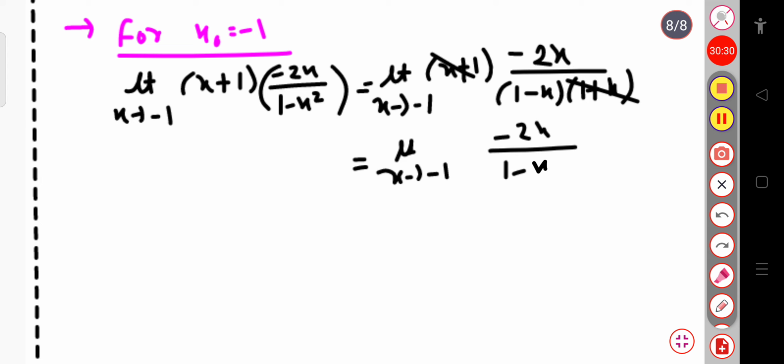If we put the value of minus 1, that will be equal to minus 2 into minus 1, divided by 1 minus of minus 1, that will be 1 plus 1, so 2 divided by 2, and that is equal to 1. It is a finite value. Okay.